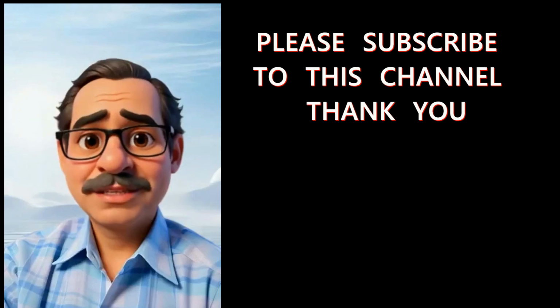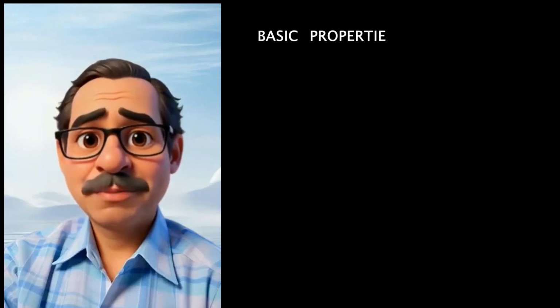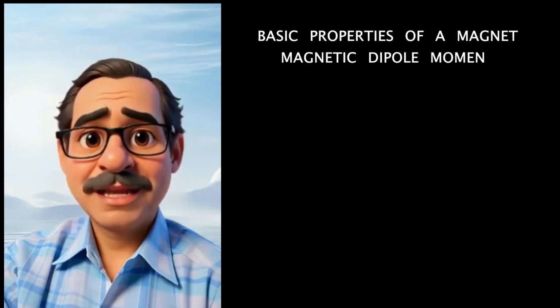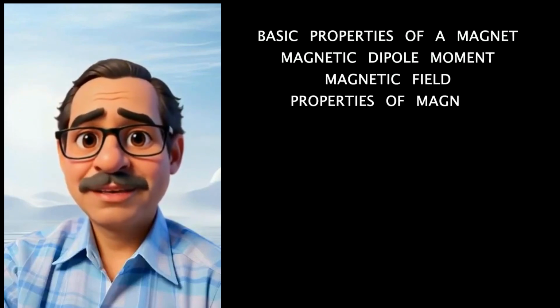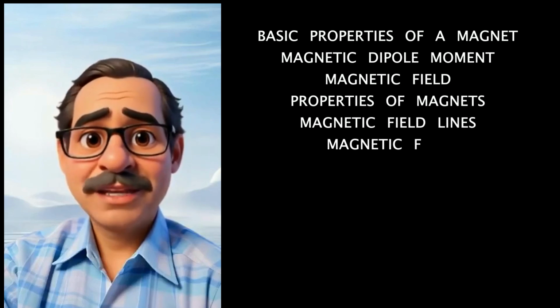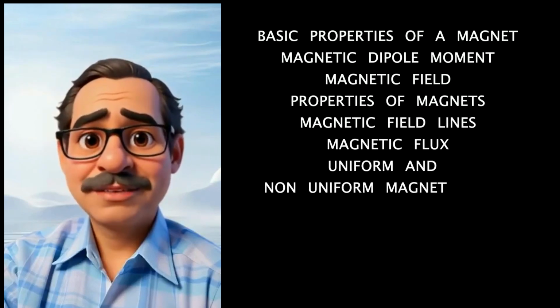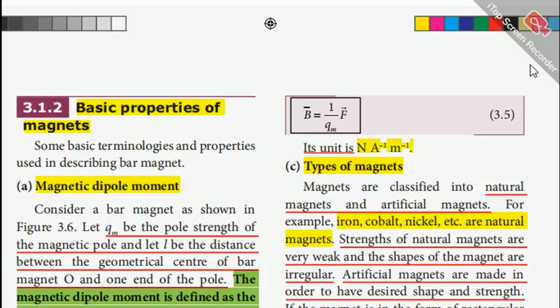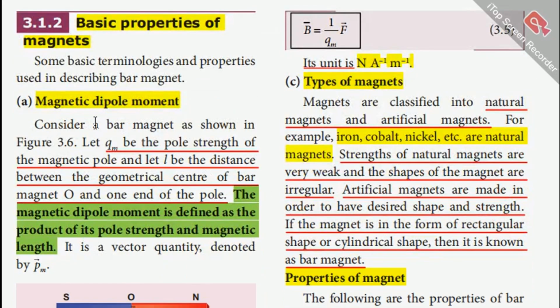Dear students, in this video we are going to study about the basic properties of magnets, magnetic dipole moment, magnetic field, properties of magnet, magnetic field lines, magnetic flux, uniform and non-uniform magnetic field. About the basic properties of magnets, first one being magnetic dipole moment.